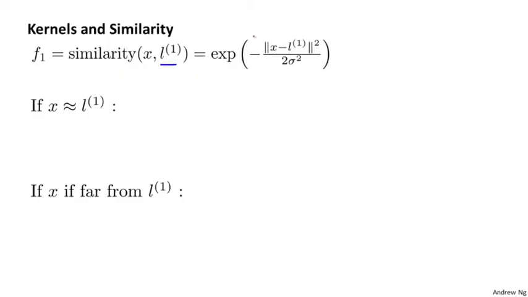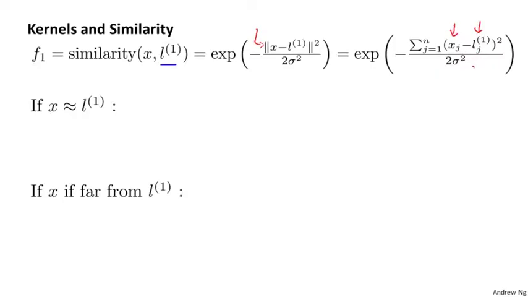Just to make sure we're all on the same page about what the numerator term is, the numerator can also be written as a sum from j equals 1 through n of the component-wise distance between the vector x and the vector L. And again, for the purpose of these slides, I'm ignoring x0, the intercept term, which is always equal to 1. So this is how you compute the kernel, or the similarity, between x and a landmark. So let's see what this function does.